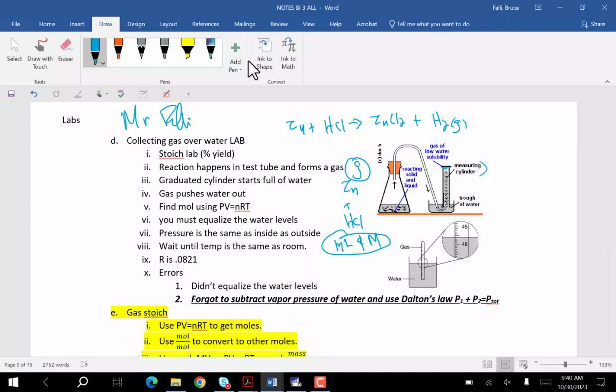Okay, so the graduated cylinder starts full of water. Gas pushes the water out, and we're going to find the moles of gas using PV equals nRT. Now, here's the one. You must equalize the water levels. So see how this is my measuring tube, and this is water? These need to be exactly the same.